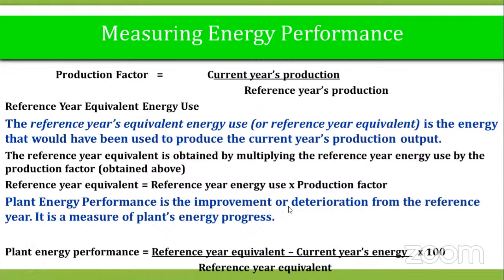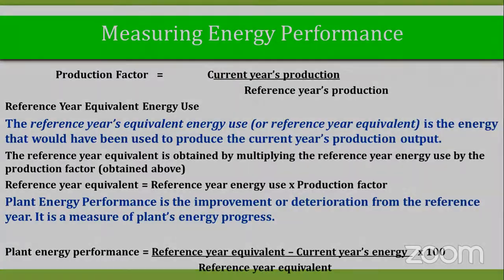Plant energy performance is the improvement or deterioration from the reference year. It is the measure of plant energy progress. So when we want to learn the progress, we need to understand the production factor: how well it was working the previous year, how badly it is working in the current year, why the production has been lost because of the value. And whether the post audit has given some information on increasing the productivity, all such questions need to be asked.